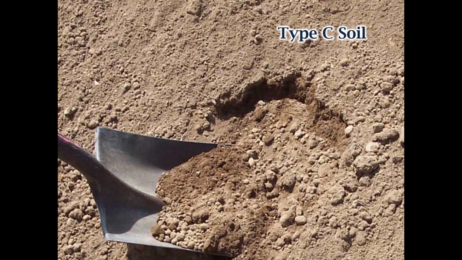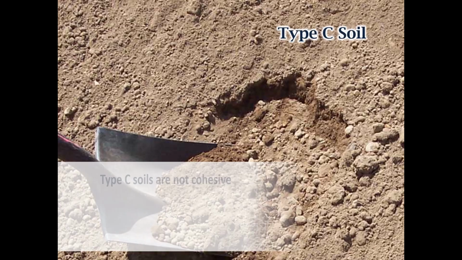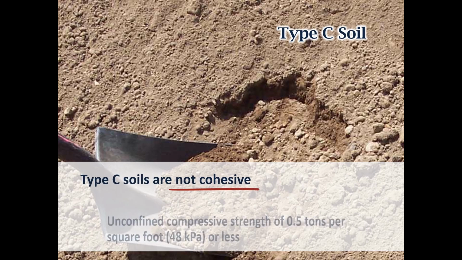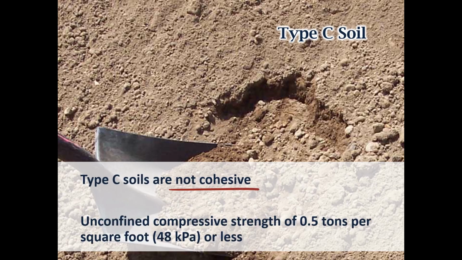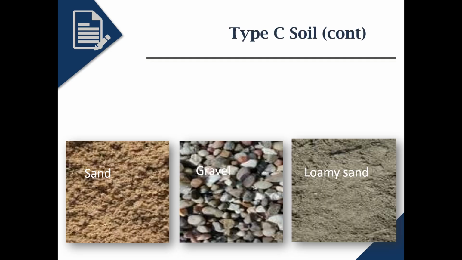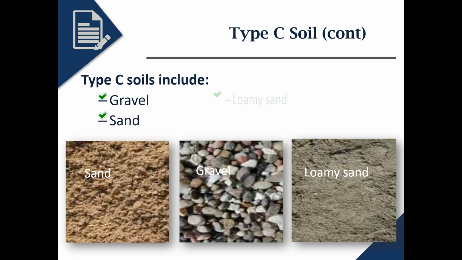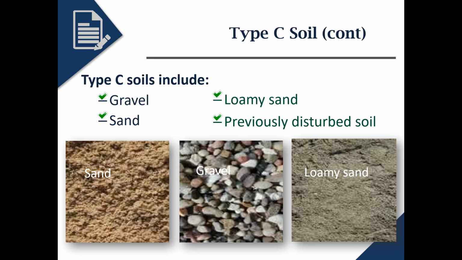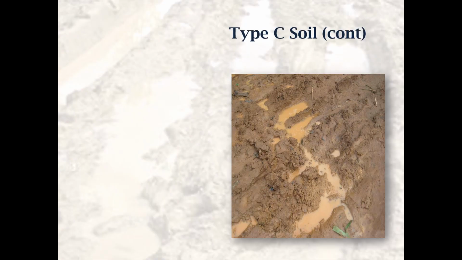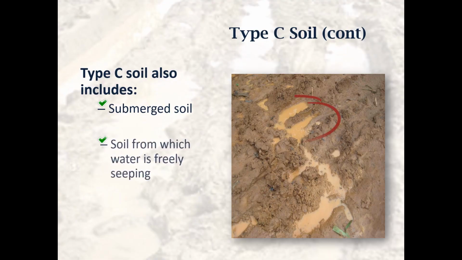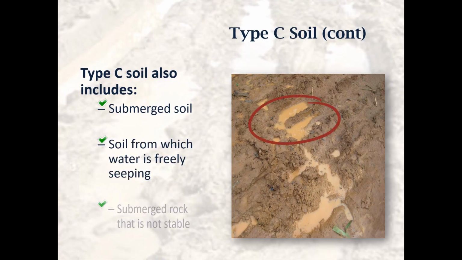Type C soils are very cohesive and have an unconfined compressive strength of 0.5 tons per square foot or less. Type C soils include granular soils such as gravel, sand, loamy sand, and other types of soils which have been previously disturbed. Type C soils also include submerged soil, soil from which water is freely seeping, and submerged rock that is not stable.